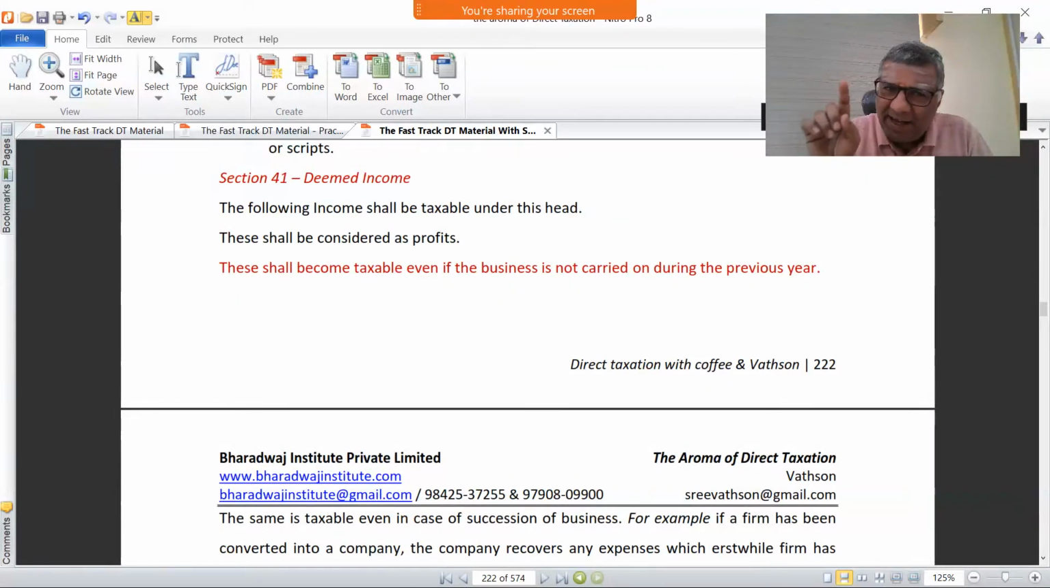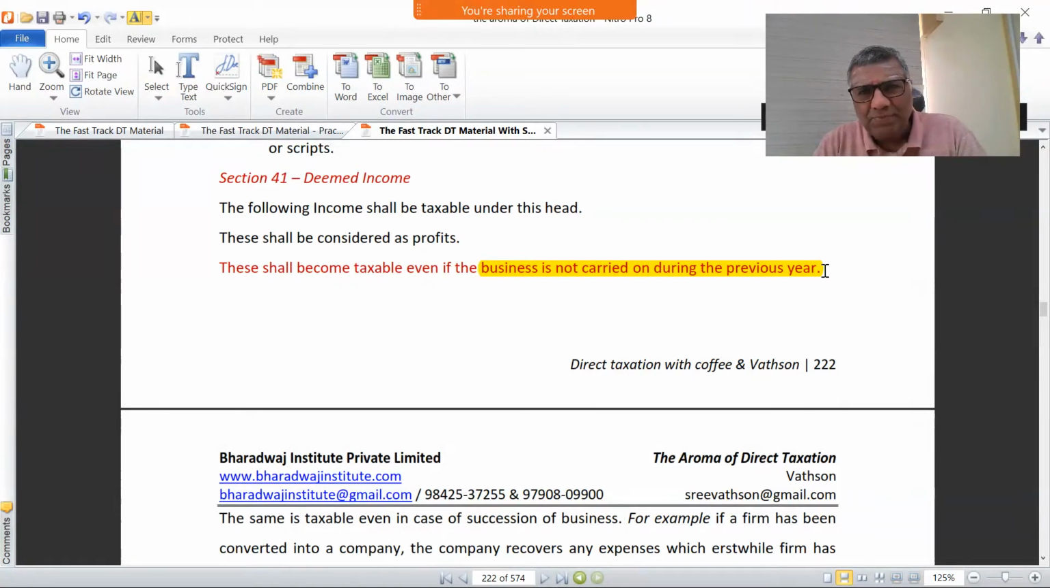It will be treated as income even if you don't do business in that year. Even if business is not carried on. When you carried on the business, you claimed it as a deduction. Now you have closed the business.